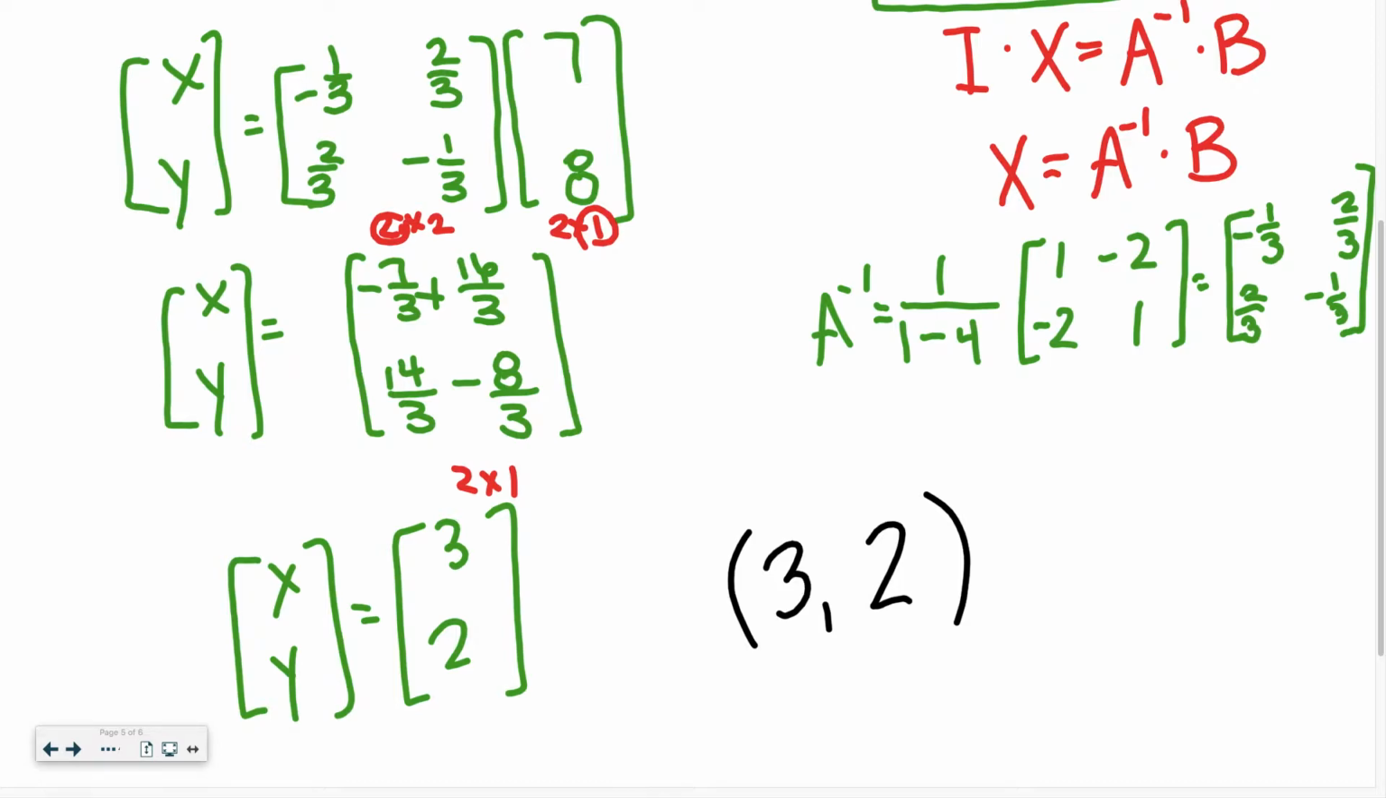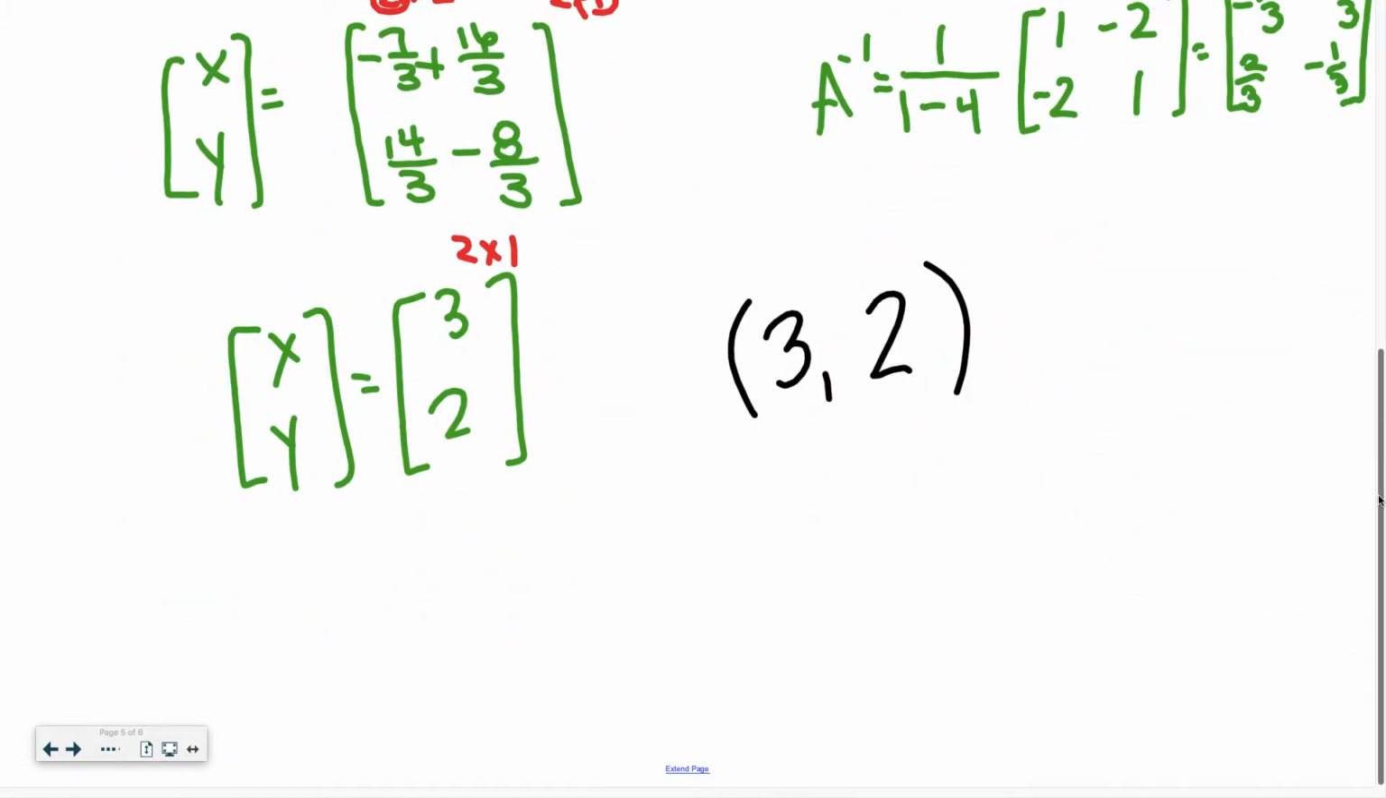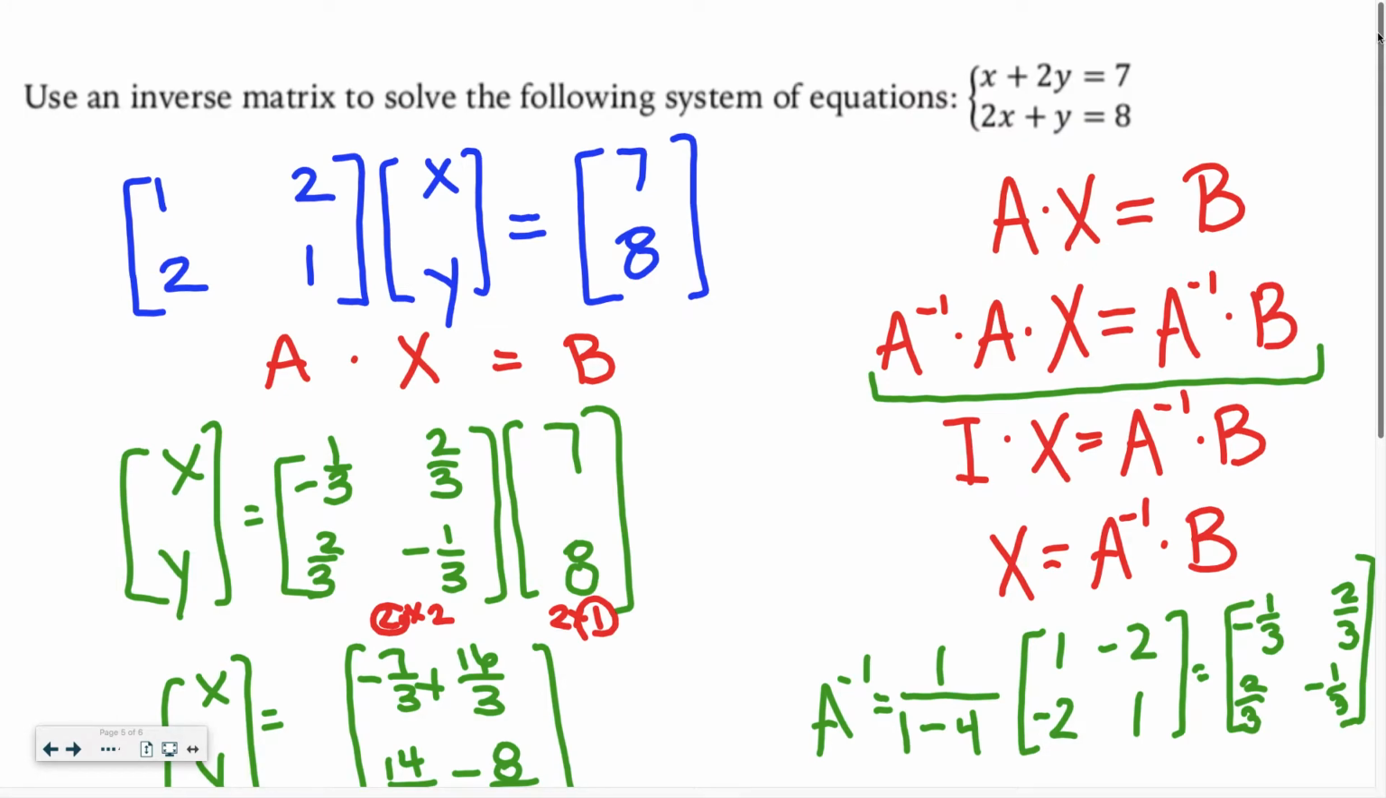Questions before we do our last example? Yeah. Is there a way to check your answer for this? There is always a way to check your answer when we are doing a system of equations. So we got x is 3, y is 2. Is 3 plus 2 times 1 equal to 7? Well, maybe I should actually do the right coordinate. Is 3 plus 2 times 2 equal to 7? Is 2 times 3 plus 2 equal to 8? Okay, good. So we got the right xy coordinate.